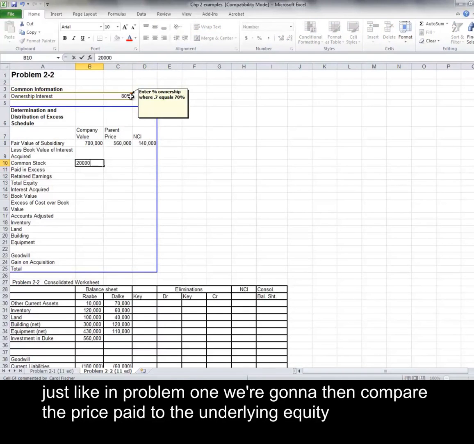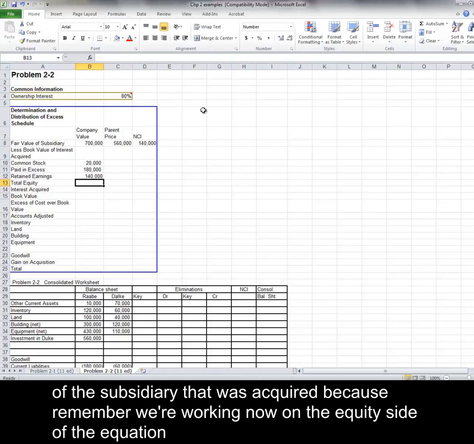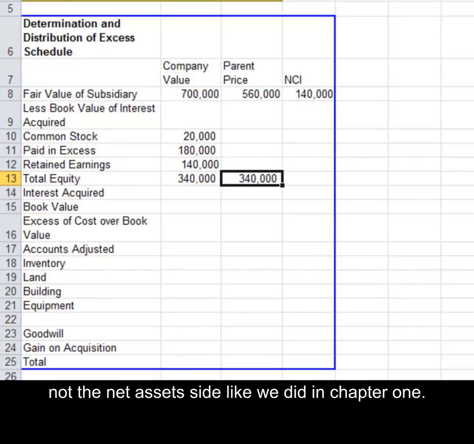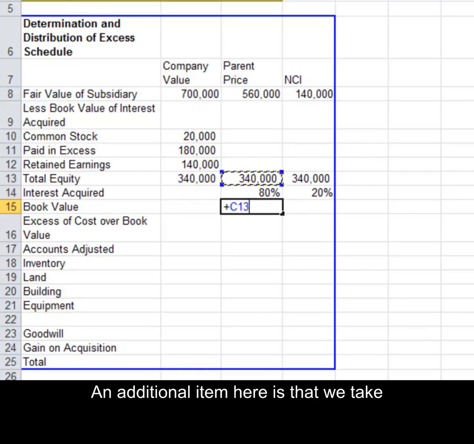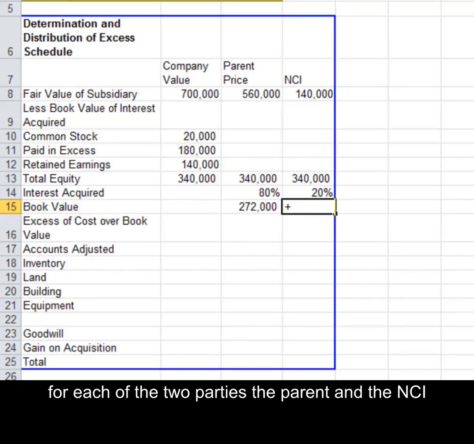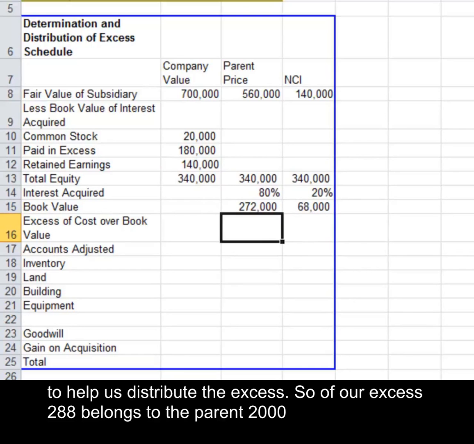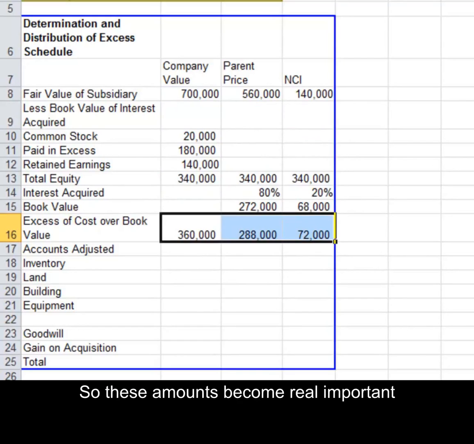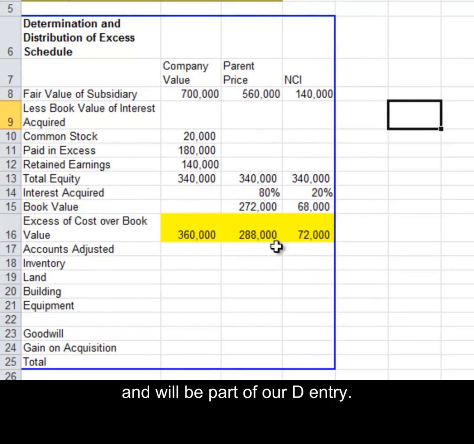Just like in problem 1, we're going to then compare the price paid to the underlying equity of the subsidiary that was acquired. Because remember, we're working now on the equity side of the equation, not the net asset side like we did in Chapter 1. An additional item here is that we take the book value times the percentage for each of the two parties, the parent and the NCI, to help us distribute the excess. So of our excess, 288 belongs to the parent, 72 belongs to the NCI. So these amounts become real important and will be part of our D entry. So we're going to split it out.